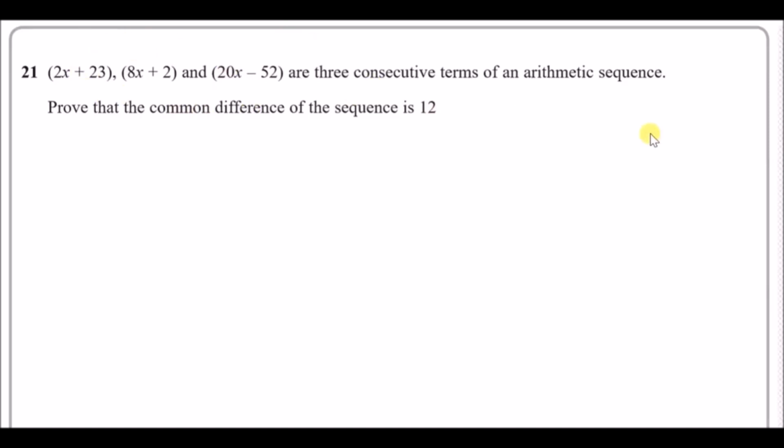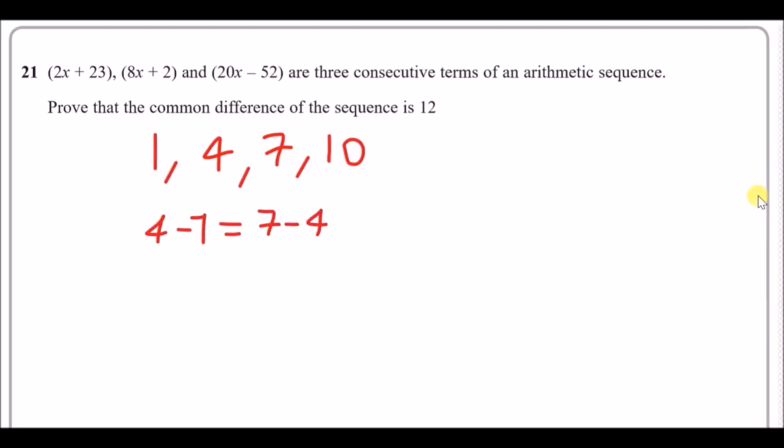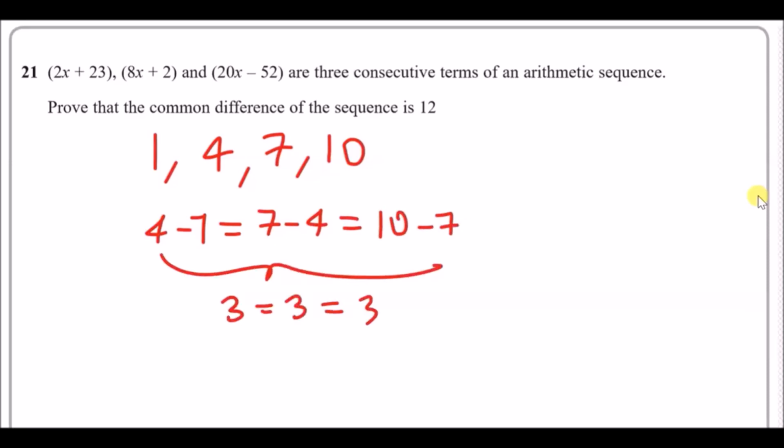Now to prove it, there's a nice trick here. You could say that, for instance, the difference of these two terms must equal the difference of the next two terms. That makes sense, because if you had something like 1, 4, 7, 10, we can see that the common difference is 3. Now if you subtract each one, so let's say 4 take away 1, that must equal 7 take away 4, which must equal 10 take away 7, which is all 3 each. That's what they want us to see.